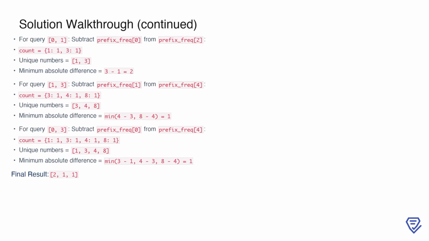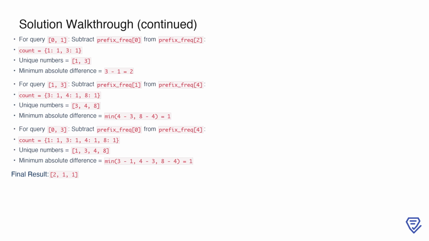Now let's process the queries one by one. For the first query, 0, 1, we subtract prefix_frequency[0] from prefix_frequency[2], which gives us the frequency count, 1, 1, 3, 1. The unique numbers in this range are 1, 3. The minimum absolute difference between these numbers is 3 minus 1 equals 2.